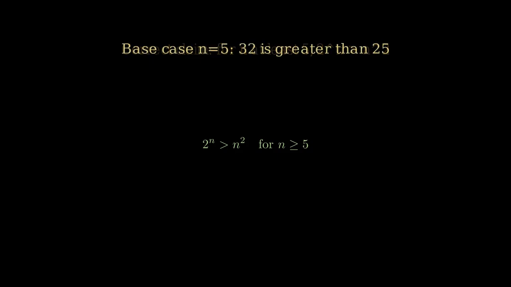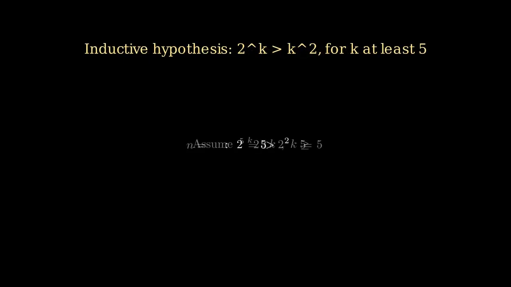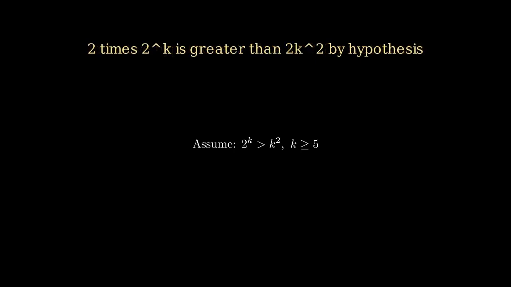Base case, n equals 5. 2^5 is 32, and 5² is 25, and 32 is indeed greater than 25. Inductive hypothesis, assume 2^k is greater than k² for some k greater than or equal to 5. Inductive step, consider 2^(k+1), rewrite as 2 times 2^k, and by the inductive hypothesis, this is greater than 2k².